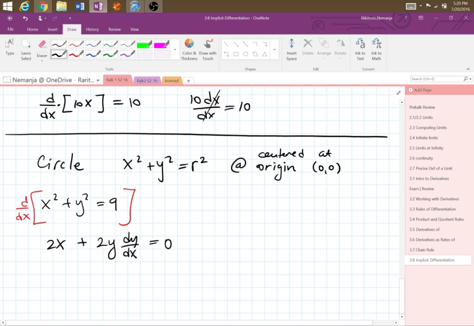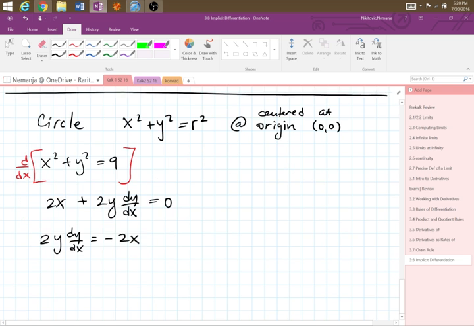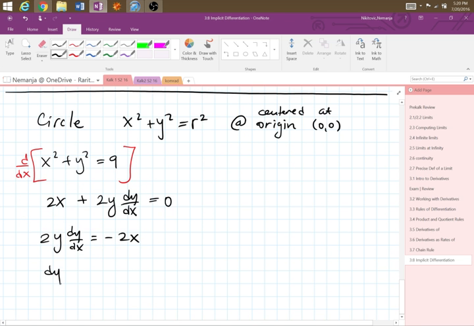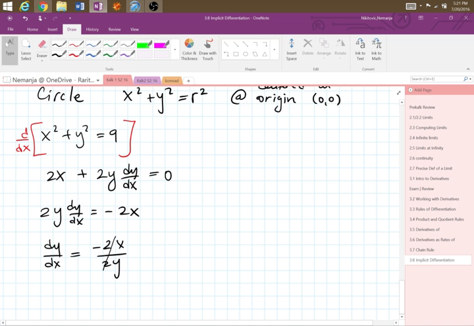Equal to what? 0. So now you just solve this for dy dx. So 2y dy dx is equal to negative 2x. Divide both sides by 2y. Dy dx stays as negative 2x over 2y. These guys drop. And then I have my derivative for the circle. The derivative for the circle is dy dx is equal to negative x over y.